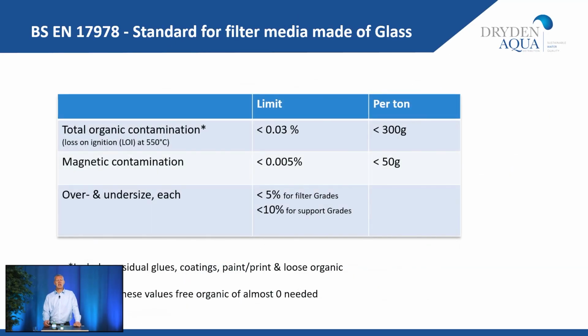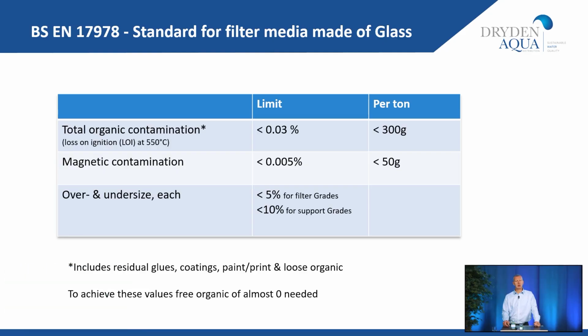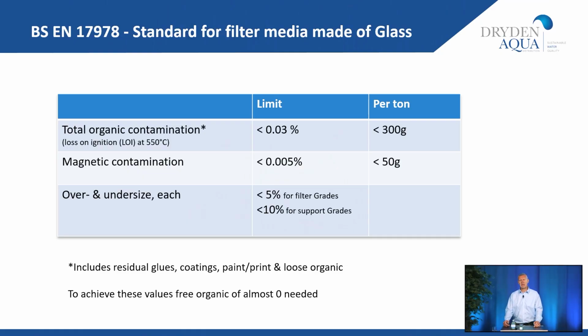So what is it measuring? Well, first of all, it's measuring the total organic contamination. And this is a test that's done through loss on ignition. So an amount of the media is weighed, and then it's put into an oven, and it's cooked at a certain temperature, 550 degrees C, as you can see, and then it's weighed again afterwards. And the difference between the two weights is an indication of how much organic contamination has been burnt off. And that limit is set to under 300 grams per ton. So AFM is well within those limits, as I said earlier, at 10 grams per ton.